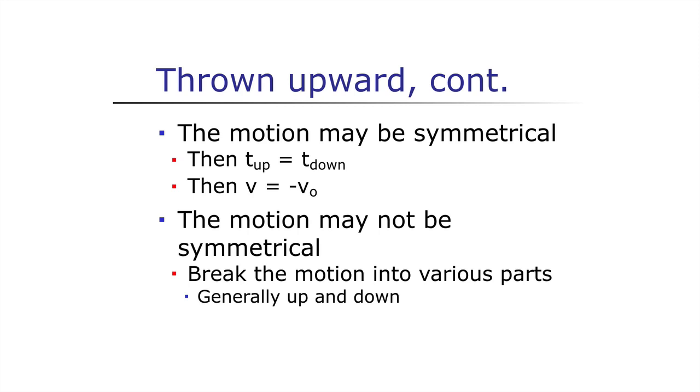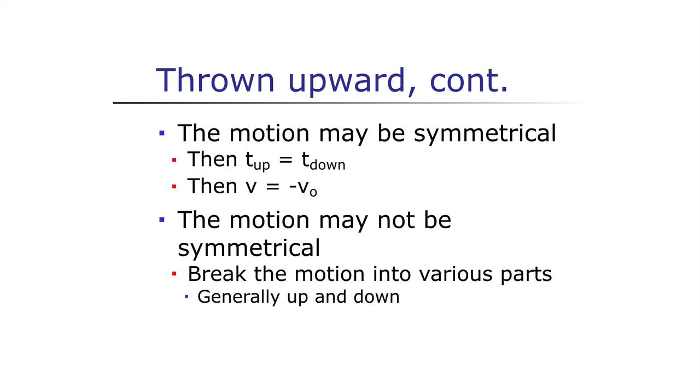If you throw an object in the upward direction, the motion may be symmetrical. That means if you throw a coin up and it comes back to where it started, then the motion is symmetrical. Its time to climb up is equivalent to the time to come down. And the final velocity at which the ball comes back is equivalent to the initial velocity when you threw the object in the upward direction.